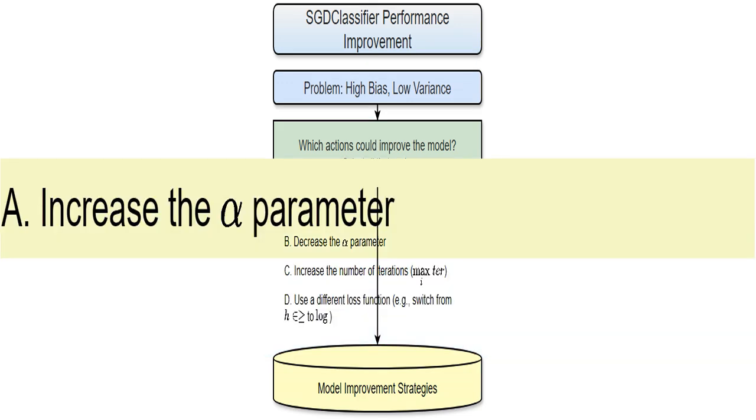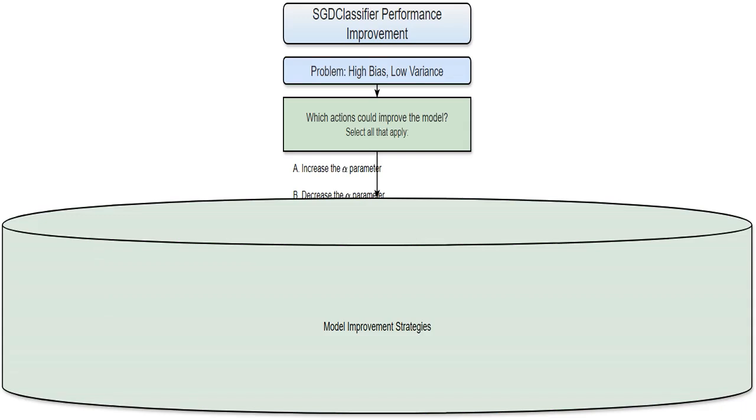Increasing alpha makes the model even simpler, which will worsen the already high bias problem. This is like using a smaller peg for the giant hole. To improve the model, I'm thinking we'll focus on reducing bias by making it more flexible and giving it more time to learn from the data.